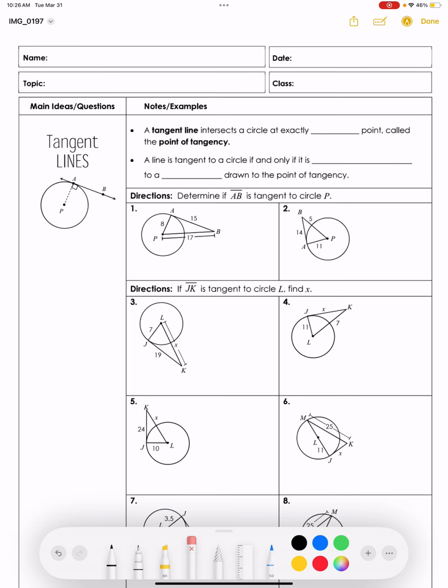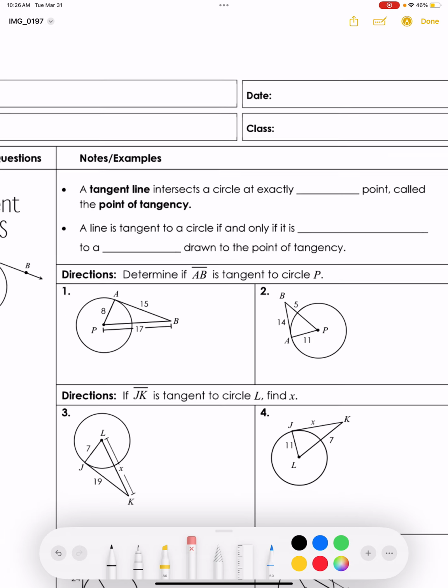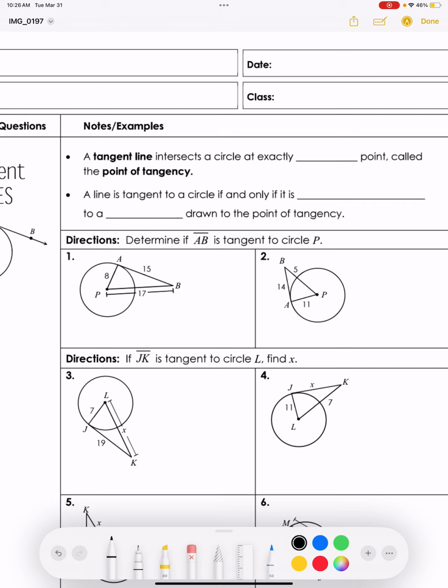So tangent lines are only going to touch the circle at one point, called the point of tangency. So that's where it's touching the circle. And a line is tangent to a circle if and only if it is perpendicular to a radius drawn to the point of tangency.